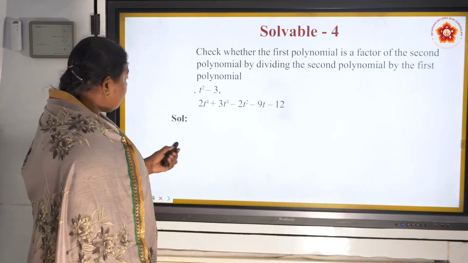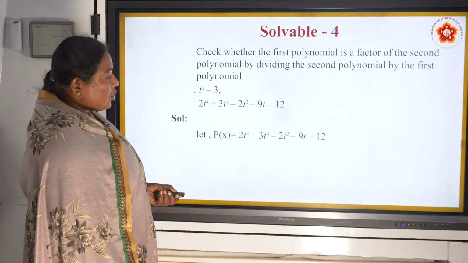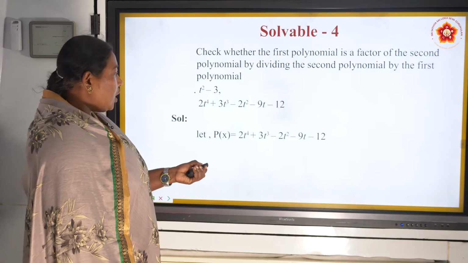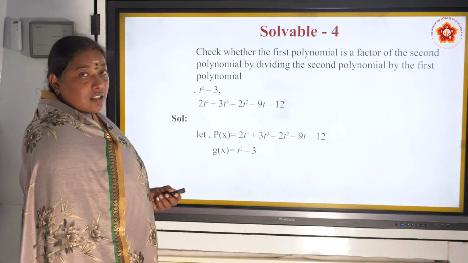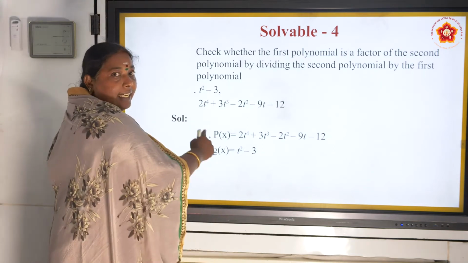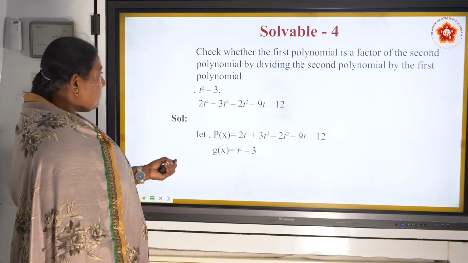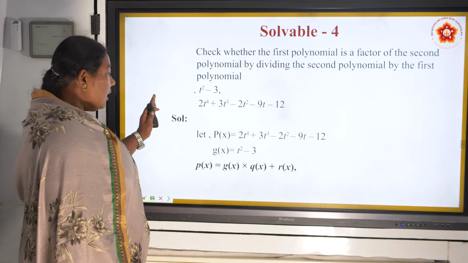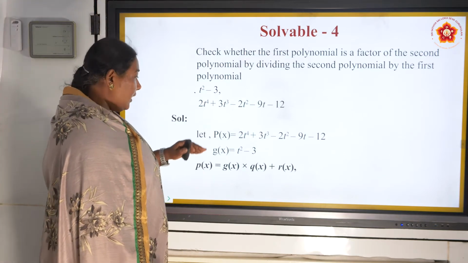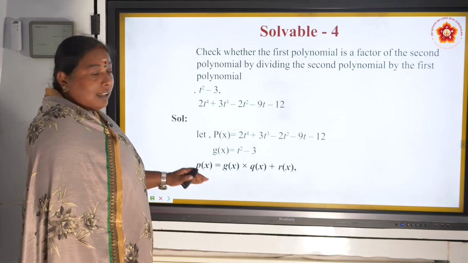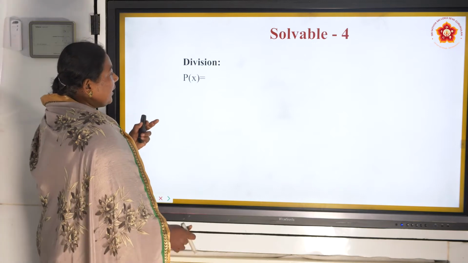Okay, let us see. P of x is equal to 2t power 4 plus 3t cube minus 2t square minus 9t minus 12, and g of x is equal to t square minus 3. First, always start with this only. Write who is p of x, who is g of x, then you can write the sum. You have to write the division algorithm also. First you will write the p of x, then g of x, then the formula, then we are going to solve the sum.